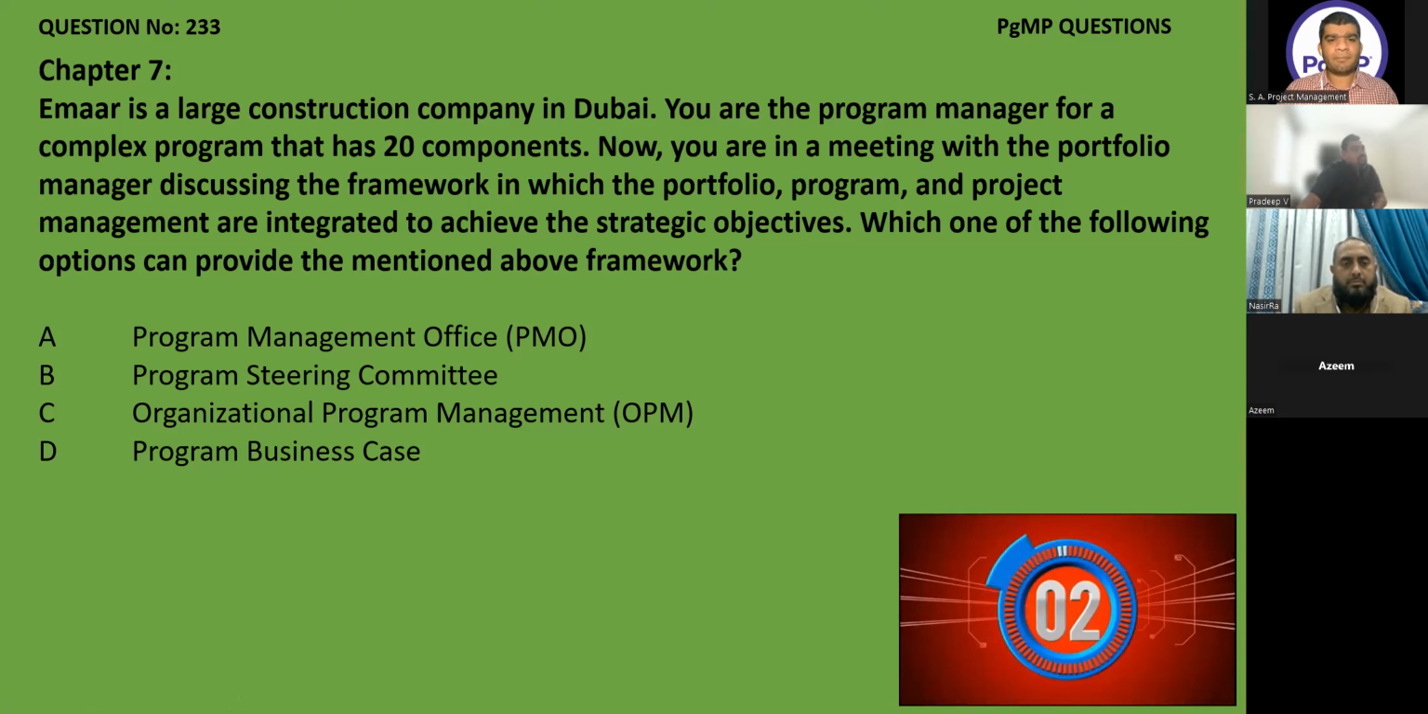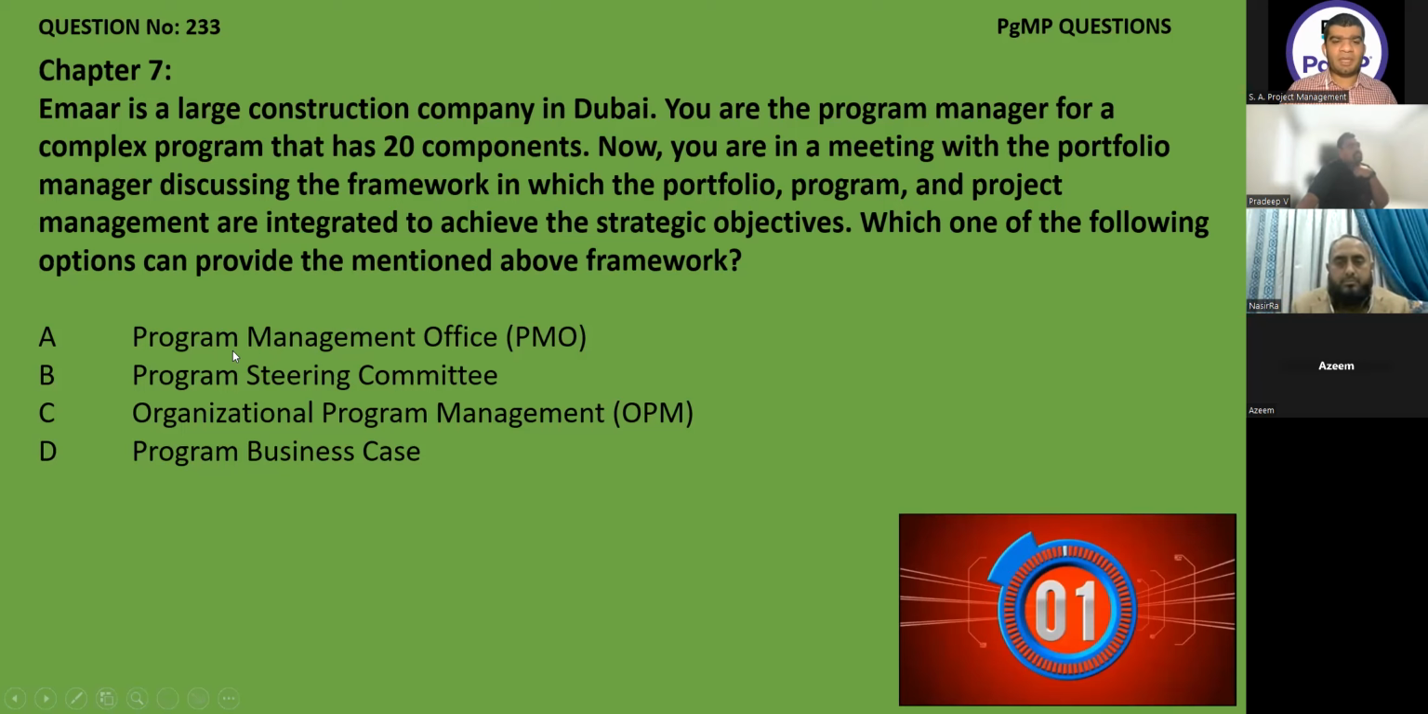Mr. Azim, why A? Because all the templates and supporting documents we can get from the PMO. But I'm asking about the portfolio also. How can the program level give me the portfolio template? It's an organizational level thing. The PMO is not related to projects only or programs. It can support all.